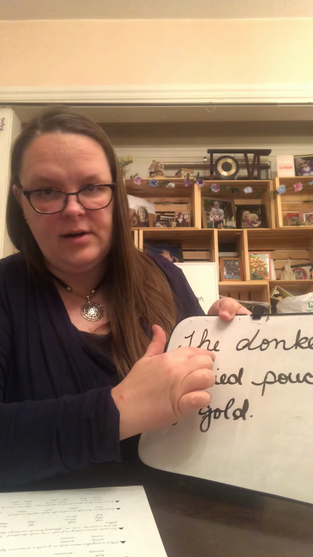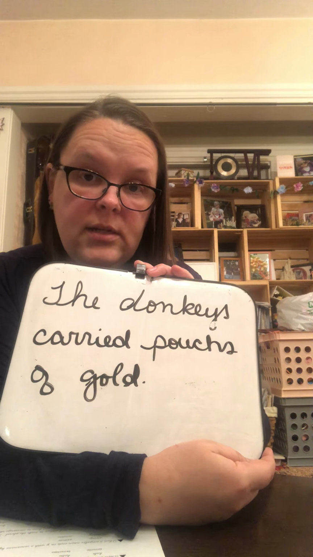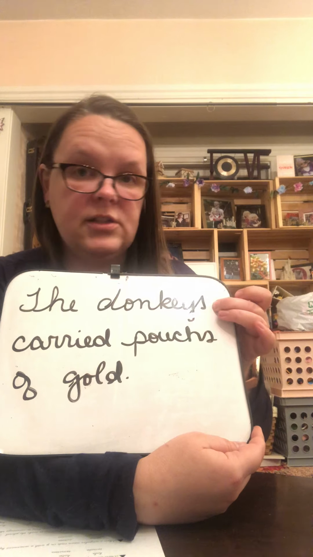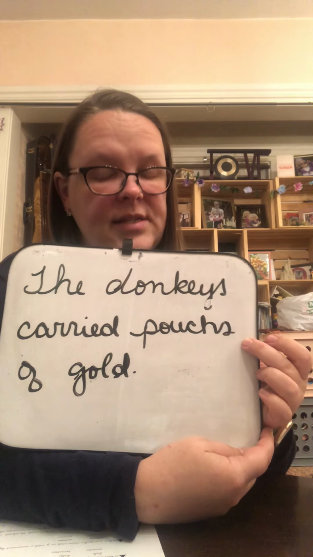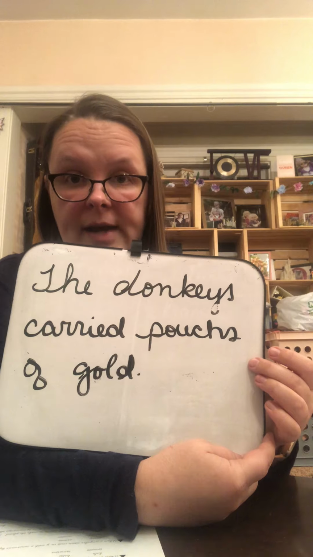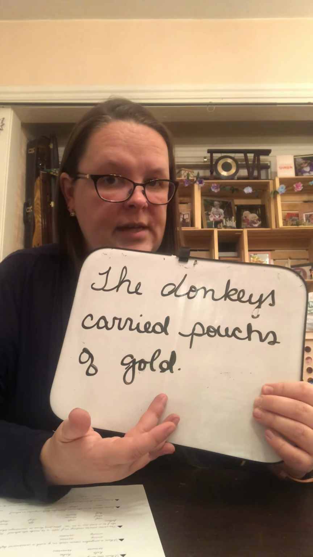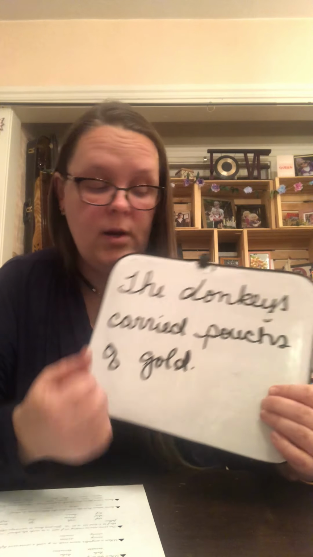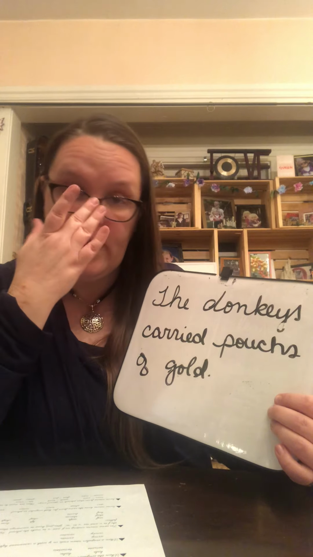So that's not a noun. I don't even have to worry about it. Donkeys. I'm going to think, is the way that they made the plural of donkeys correct? And if I think it's correct, I'll just copy it just the way it is. Carried, again, not a noun. I don't have to worry about it. Pouches, is that correct? And if it is, I'll do it just the way it is. And if it's not, then I'll go ahead and correct it underneath. Same with of gold. Is that a plural or a singular? Well, it's a singular, so I don't have to worry about it. But underneath, you're going to write the sentence correctly, okay?